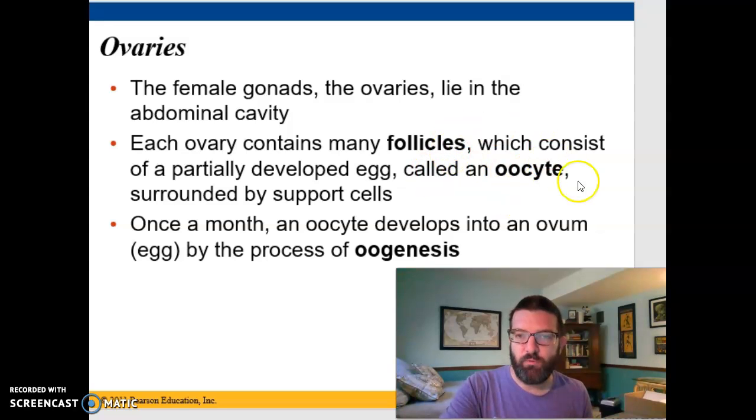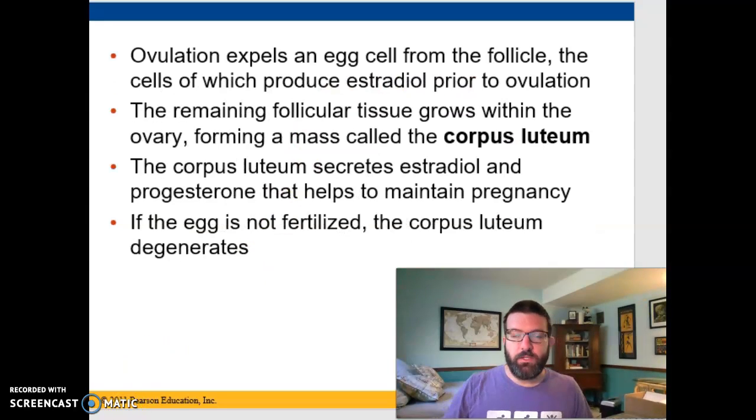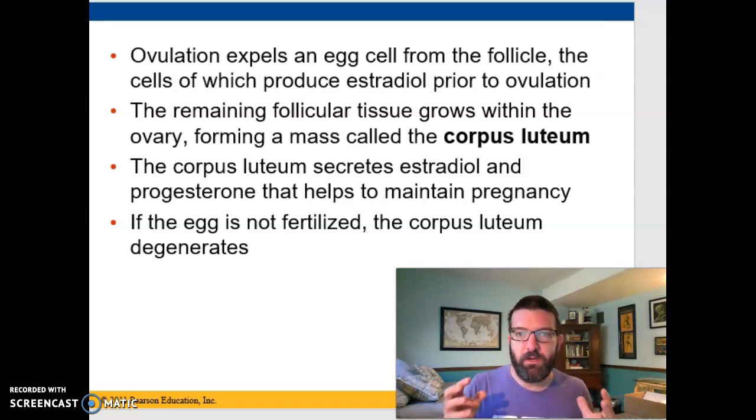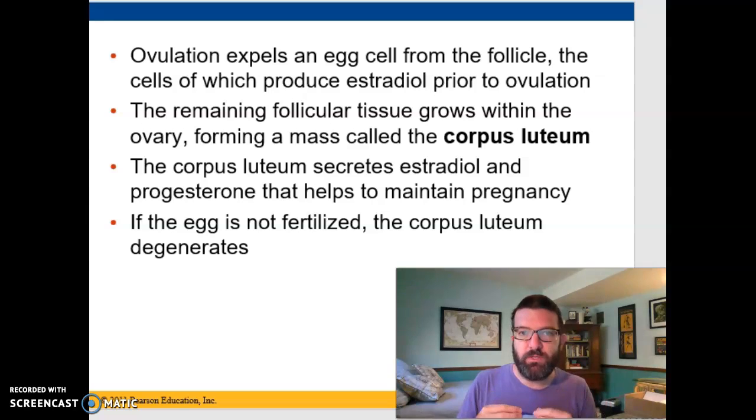These get arrested early in production, and then they finish production once a month once the female hits puberty. Once a month during puberty, one egg or a small group of eggs will begin to grow and continue the process of meiosis. The follicle will grow as well and produce more estrogen. Eventually you will have ovulation, which is when the egg erupts out of the ovary.